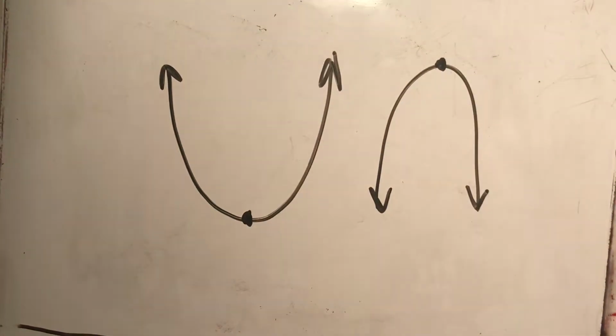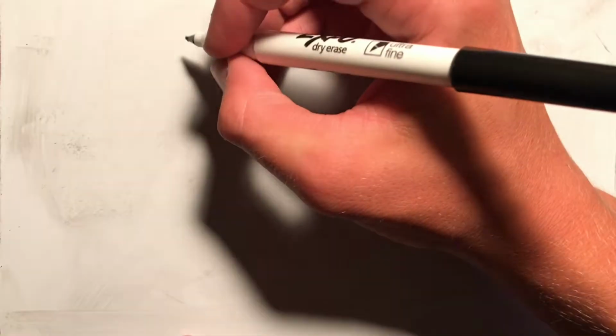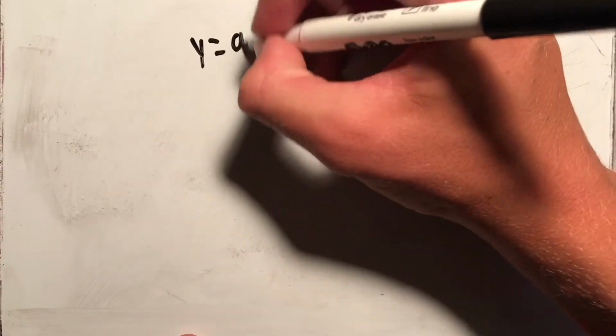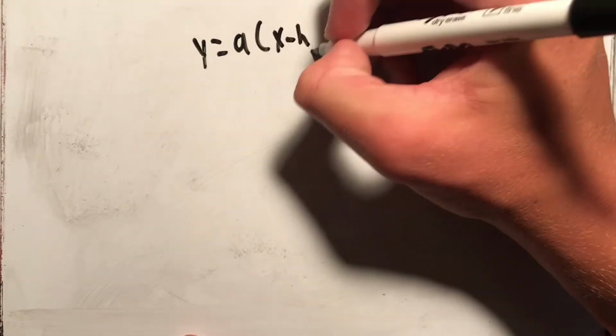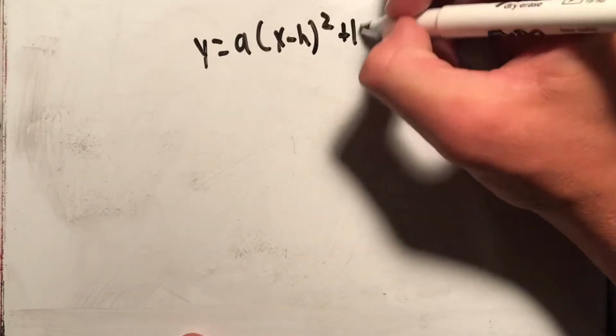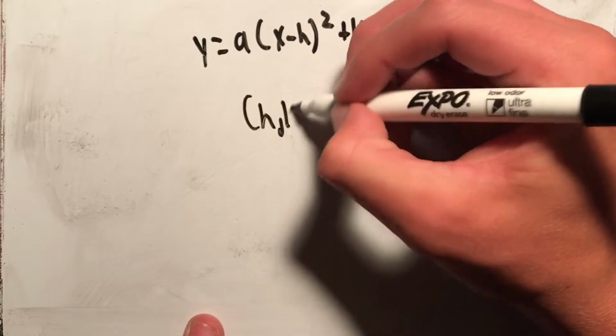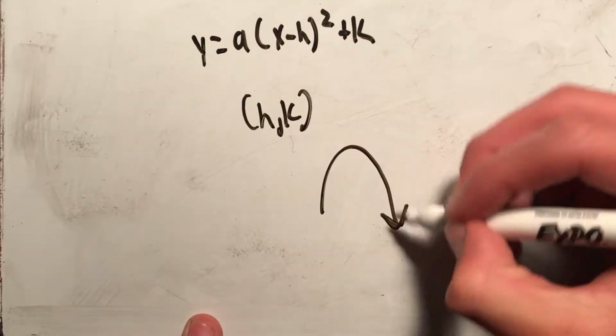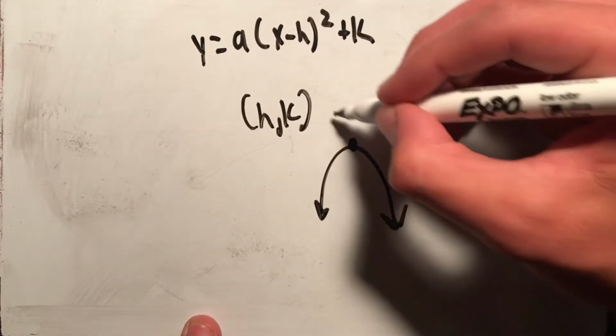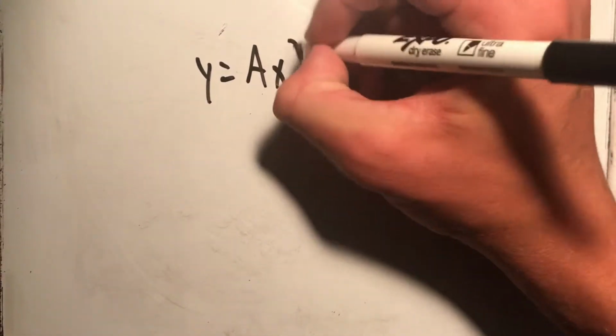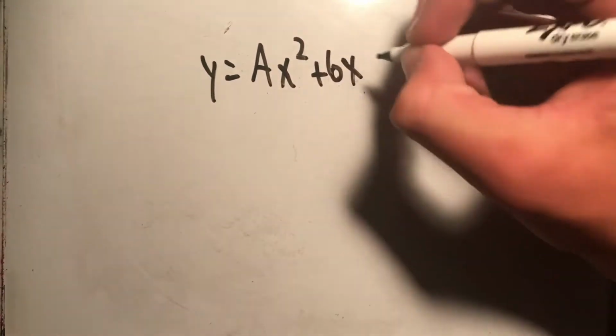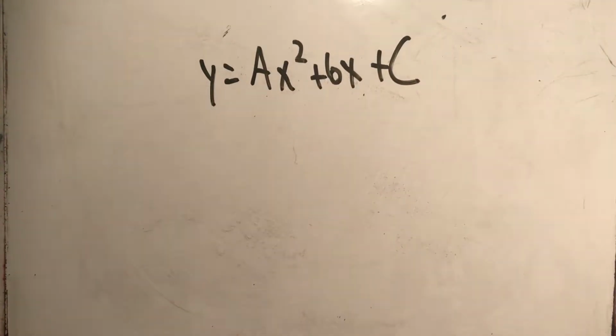And that leads into how we would write the equation for a parabola. First there's vertex form, which is y equals a times (x minus h) squared plus k, in which (h, k) is the vertex of the parabola. The second way to write the equation of a parabola is in standard form: y equals a x squared plus b x plus c.